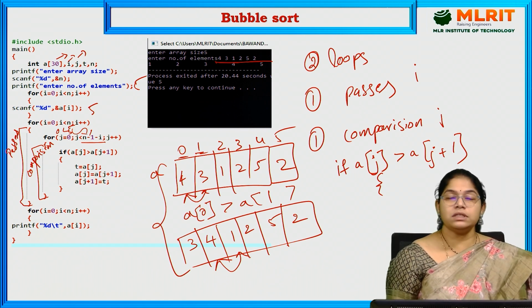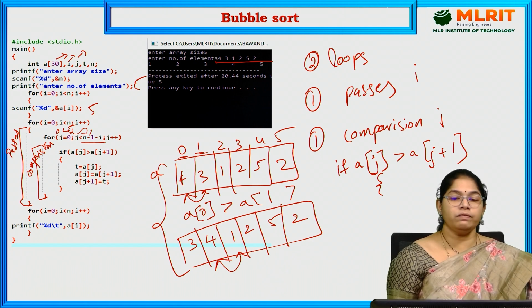So, this is about bubble sort. The next session will discuss the remaining sorting and searching techniques. Thank you.